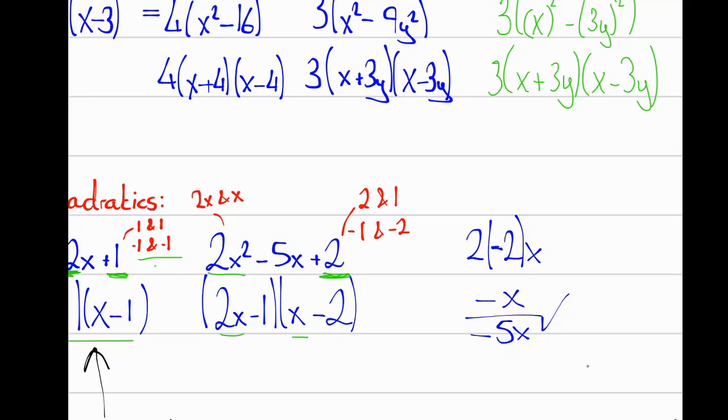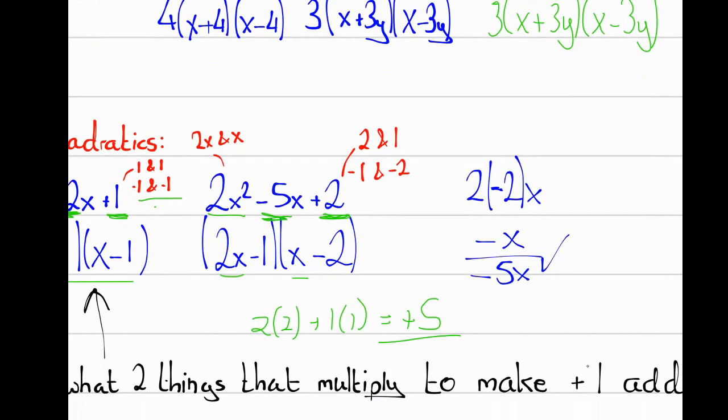plus 1 times the other number, or the other way around, will add up to give us minus 5. So if we check, 2 times 2 plus 1 times 1 gives us plus 5. That's not what we're looking for. So if we go 2 times minus 2 plus 1 times minus 1, that'll give us minus 5. That's exactly what we're looking for. As a result, we're going to pick 2x minus 1 times x minus 2.